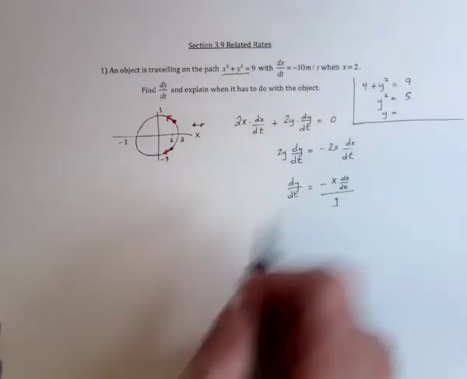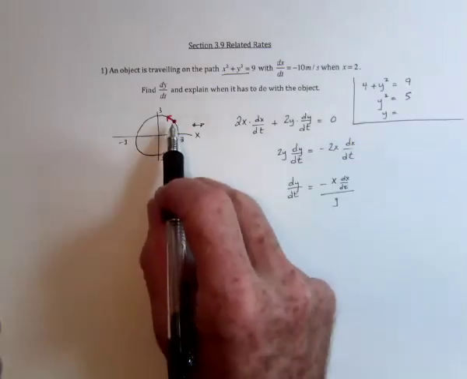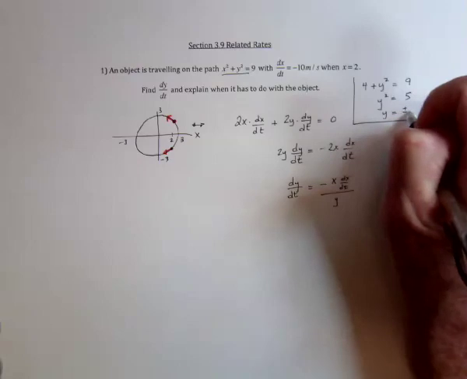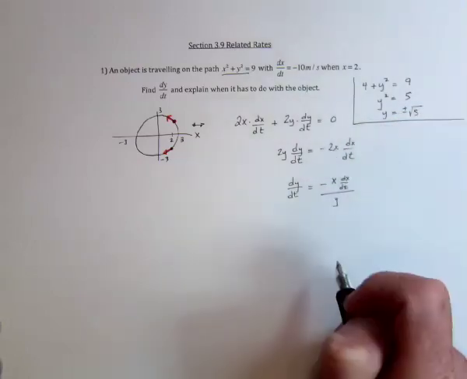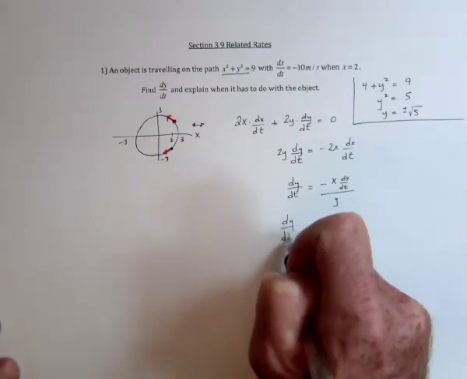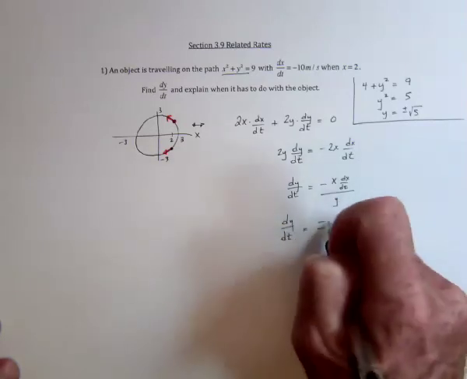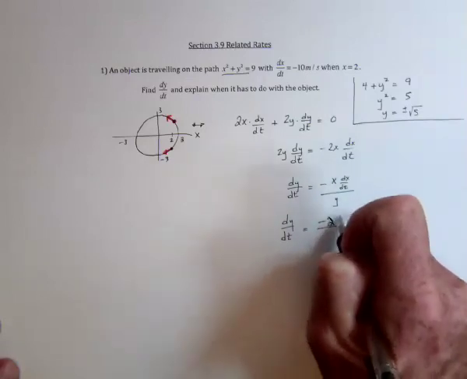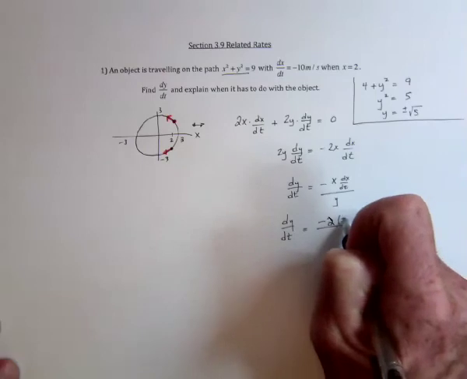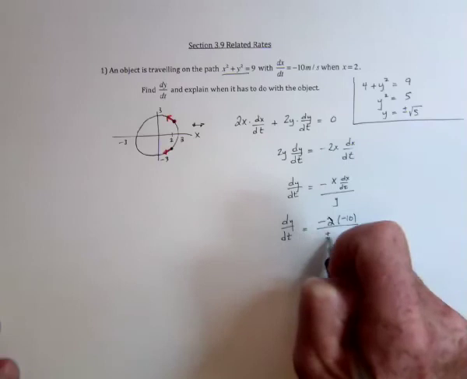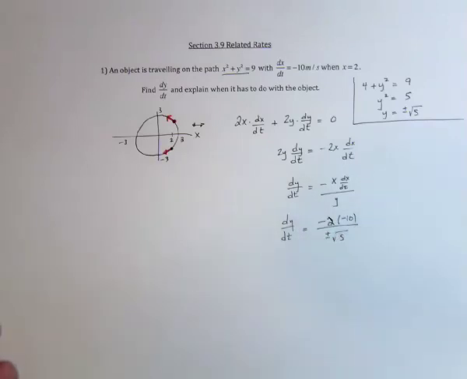And then here's where the two possibilities come in. It could be up here at the positive square root of 5 for y, or down here. So plus or minus the square root of 5. So dy dt has two possibilities. Negative x is a 2. Dx dt is a negative 10. And then depending on where it is, it's either positive or negative the square root of 5.